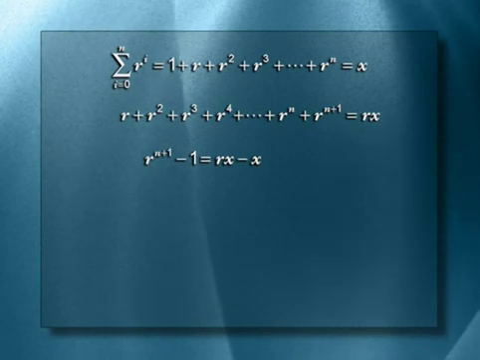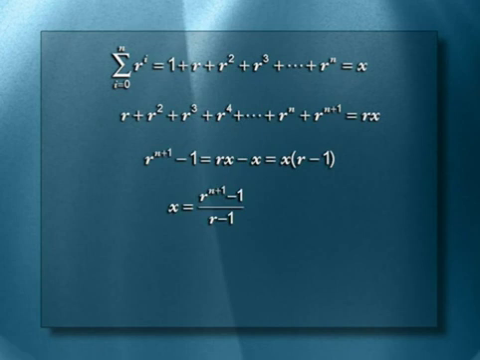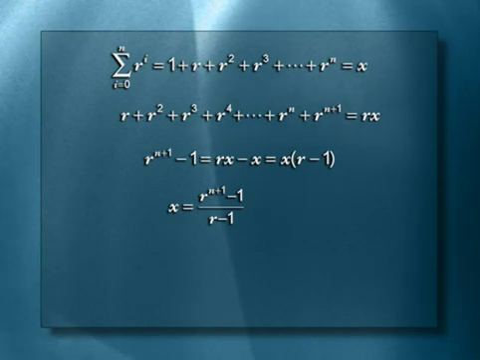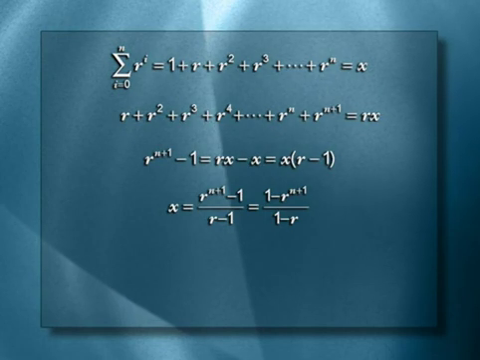I subtracted. Factor out the x, and we have x times the quantity r minus 1. Divide by r minus 1, and we now have x. x equals r to the n plus 1 minus 1, divided by r minus 1, and it's perhaps better to flip everybody here and write it as 1 minus r to the n plus 1, divided by 1 minus r. That's a formula for the finite sum.